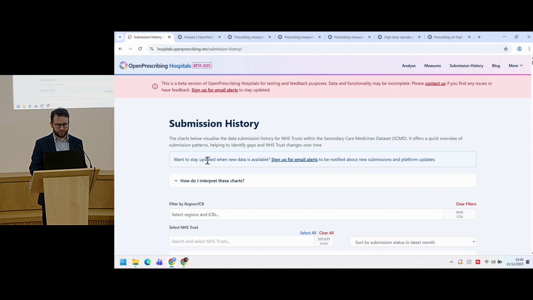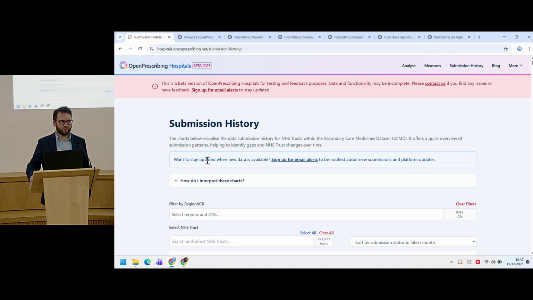So submission history is an important tool, we think, to find out a bit more about what data is available through OpenPrescribing and through the secondary care medicine data set. So again, you heard about the secondary care medicine data set yesterday, and this is something that's generated by RxInfo.